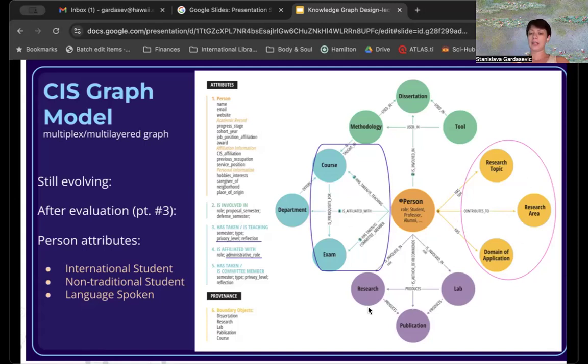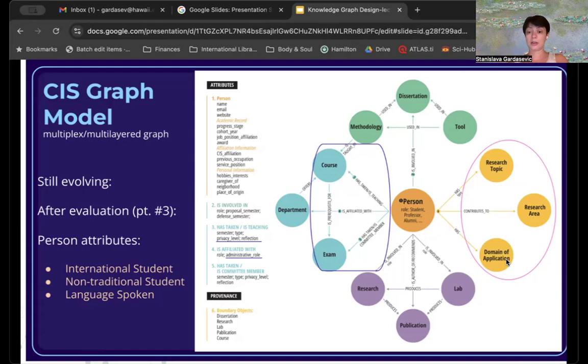Other nodes are more or less, except for research and lab, which is also the basis of the collaboration networks of people working on the same research or in the same lab, and affiliation with a department. These are mainly so-called tag nodes, so methodologies that are used for research and dissertations, tools that are used, research topic, which is a keyword, and research area, which is kind of like a discipline, but it can be an interdisciplinary research area too. And then finally, domain of application. So where this research is applied, in this case, it would be higher education.